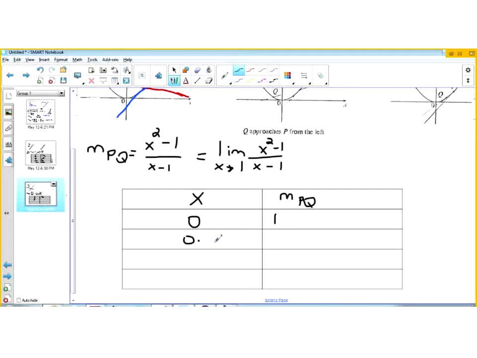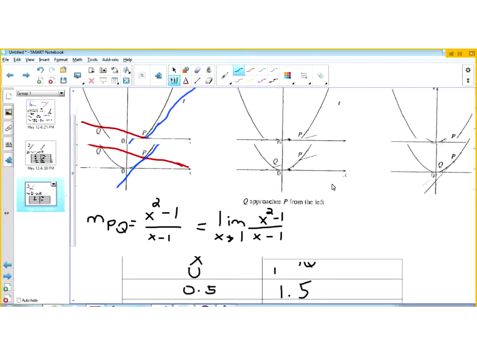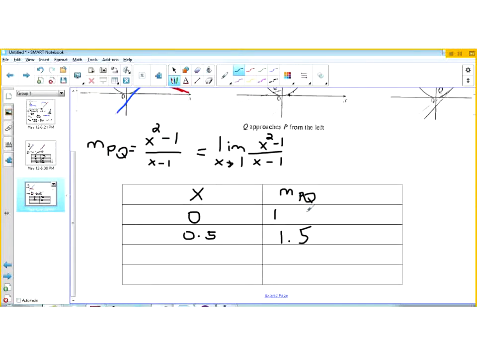Now we need to advance toward 1. So we'll crank up x to 0.5 and we'll discover that the slope of the ensuing secant line is 1.5. Okay, so for instance that could be this illustration right here. Well, not quite, because Q is still to the left of 0. That could be, say, like Q is right there, for instance. Okay, crank up x again to say 0.9. Okay, that's getting pretty close to 1. And we'll note that the slope of the secant line is 1.9.